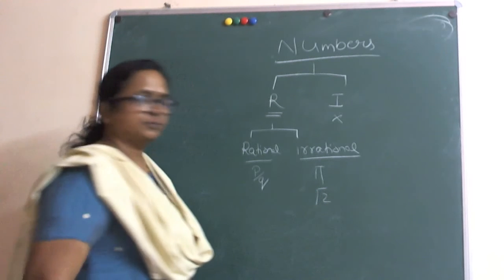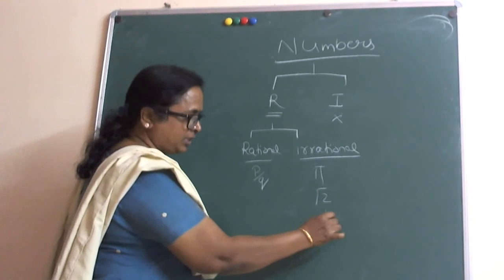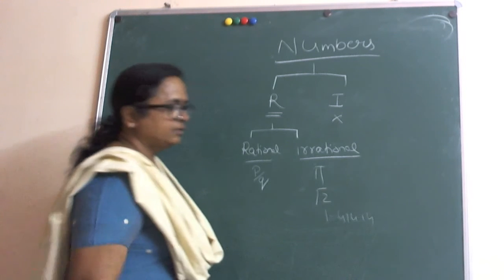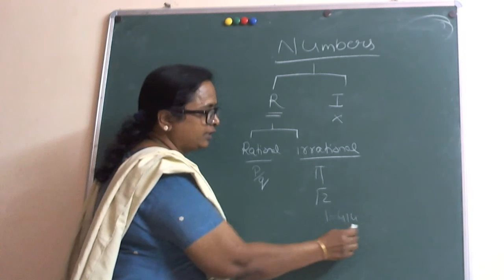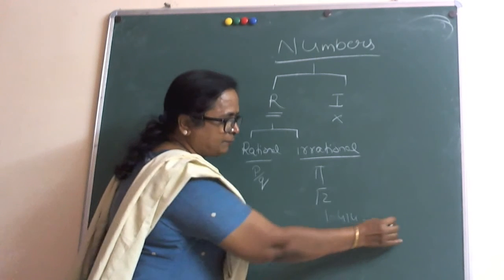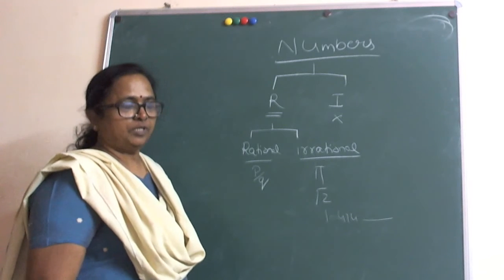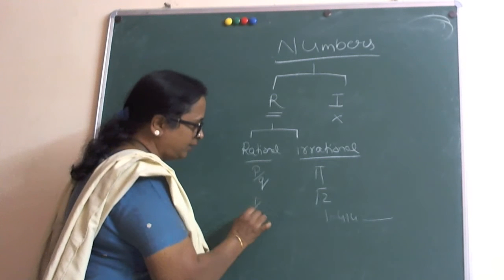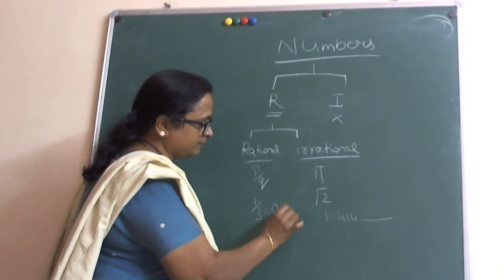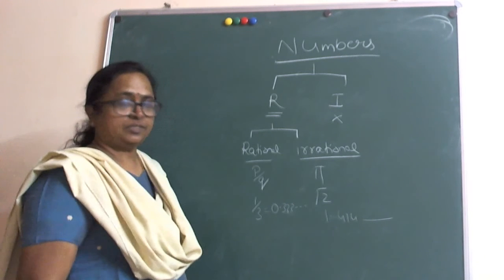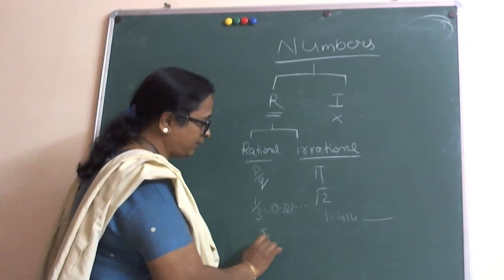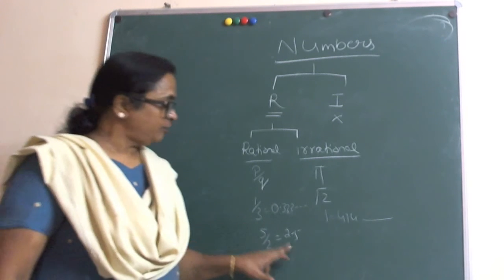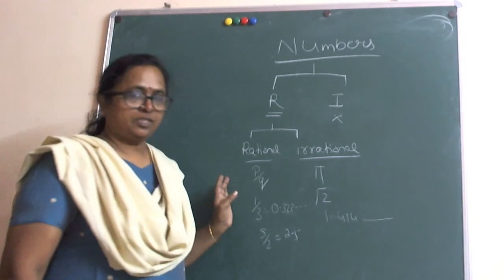So what is the value of root 2? 1.41414. We normally say 1.414, but it is not exactly 1.414. If you see in the calculator, it keeps going on without any repetition, neither does it terminate. Whereas if you write any number as p by q, for example 1 by 3, that is equal to 0.33 and it goes on. It repeats. Or 5 by 2 is 2.5. So the number which either repeats or terminates after the decimal is called rational number.